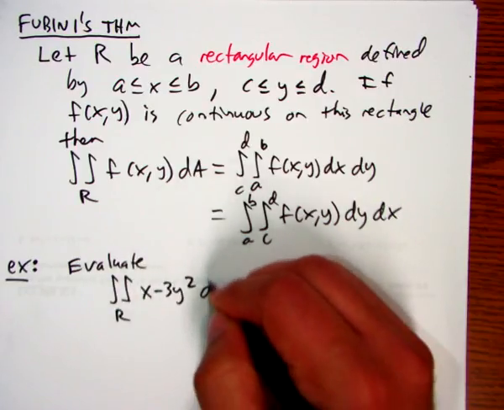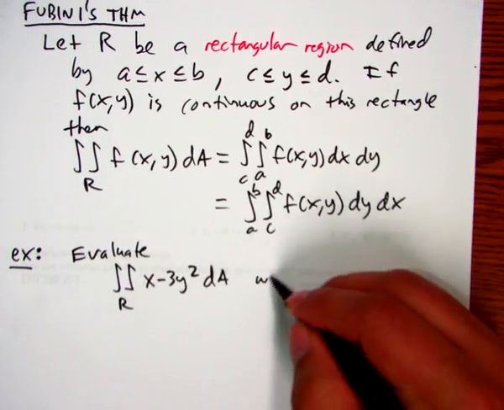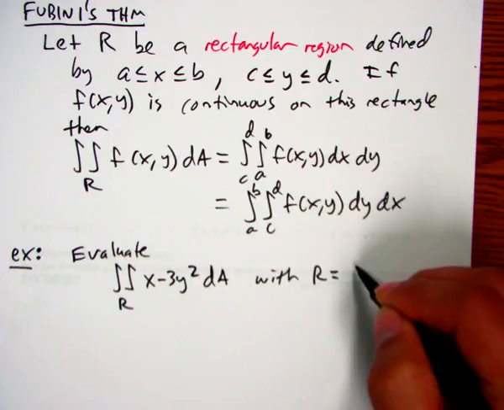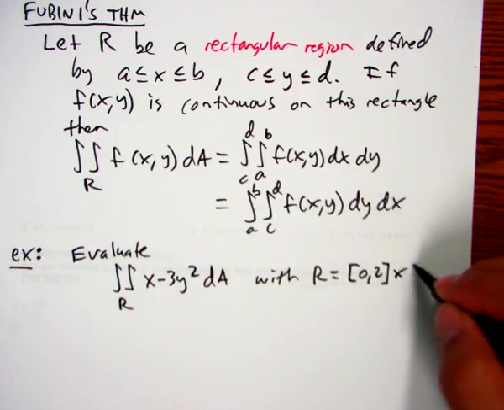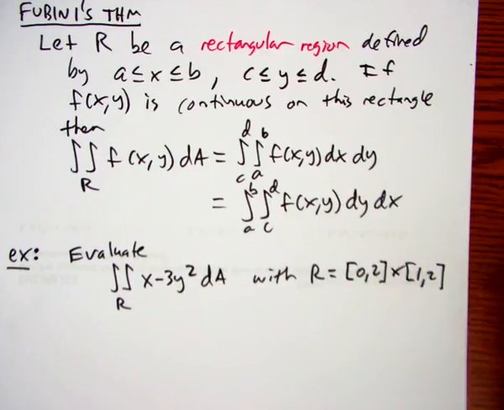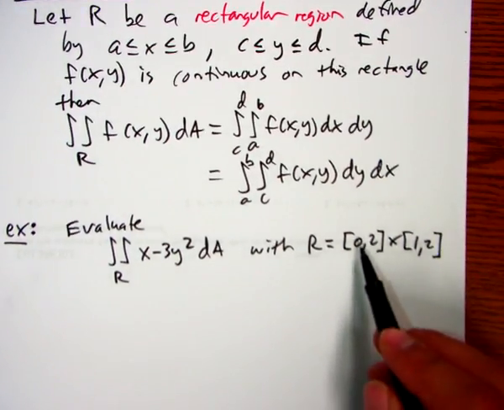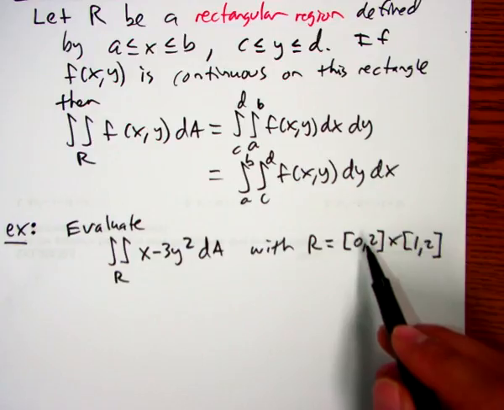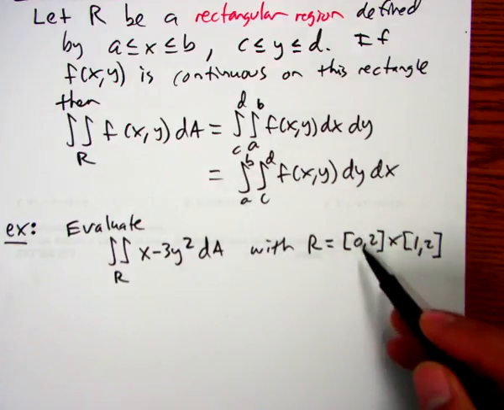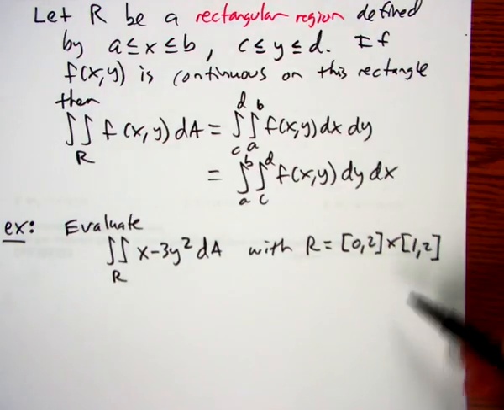So here we're evaluating this double integral with R being defined from 0 to 2 and 1 to 2. What do you think this notation means here? So 0 to 2 indicates what variable? Right. So this would be 0 to 2 in the x and 1 to 2 as far as the y's. Does that make sense? Okay, so again, different representation, but same idea.